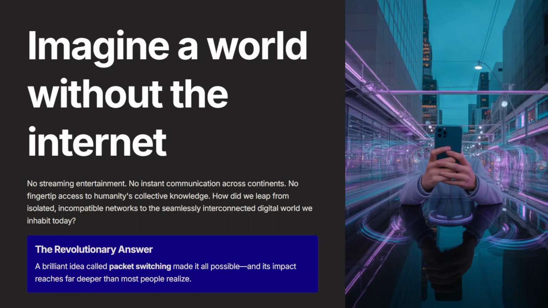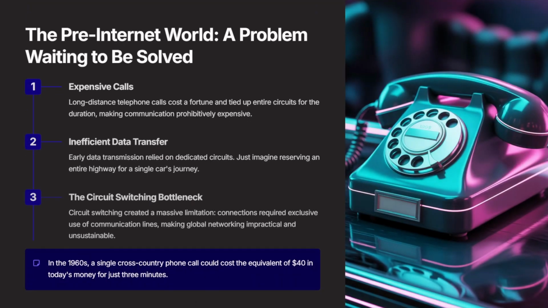Okay, so let's set the scene. Before packet switching, what was the problem? Our sources paint a picture of communication being clunky. Very clunky. Yeah. And expensive, based on an old system really designed for something else entirely, right? Exactly. It was called circuit switching. Think old school telephone calls. And the sources really point out three big problems with trying to use that for data.